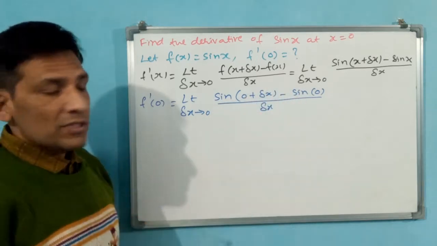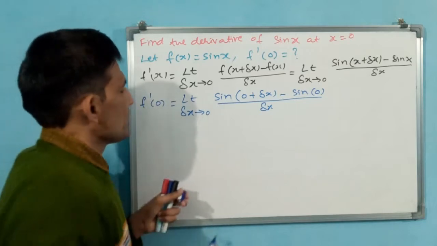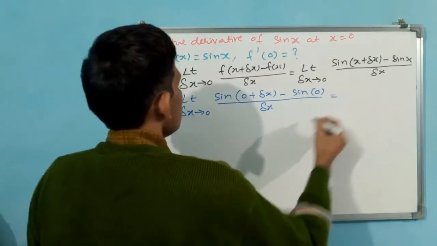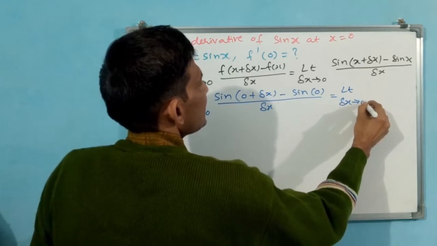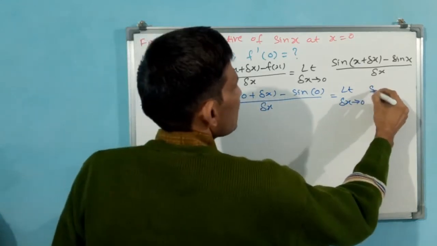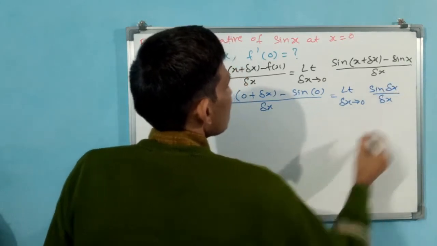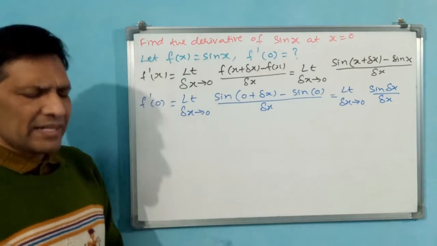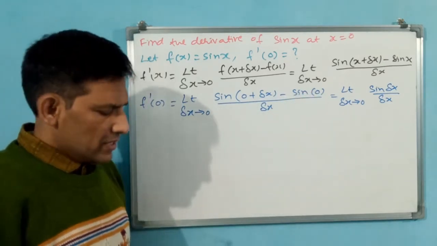Now see, we know sin 0 is 0. We need not write it again. What we write, simply, is the limit as delta x tends to 0 of sin delta x divided by delta x, because 0 plus delta x is delta x only. Minus 0 I am not writing again, because it is already minus sin 0.